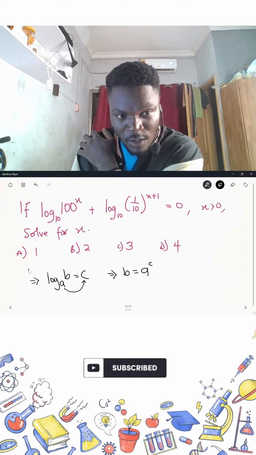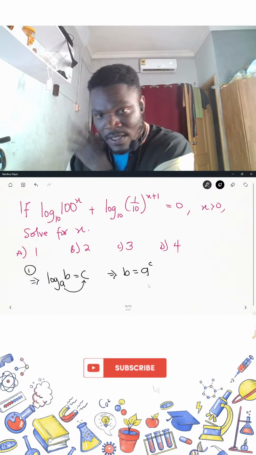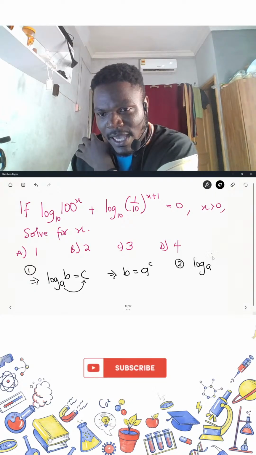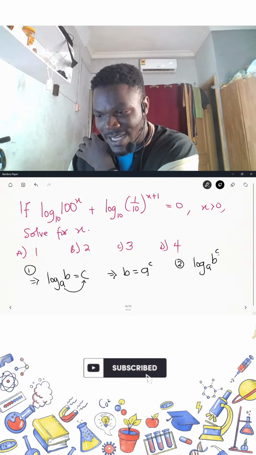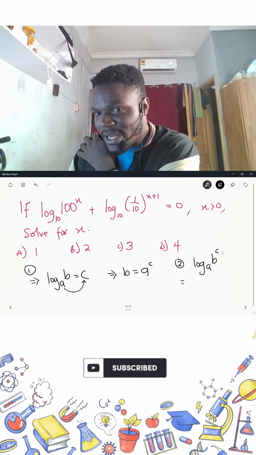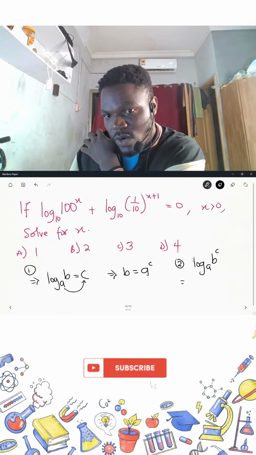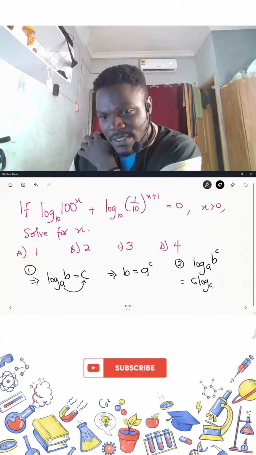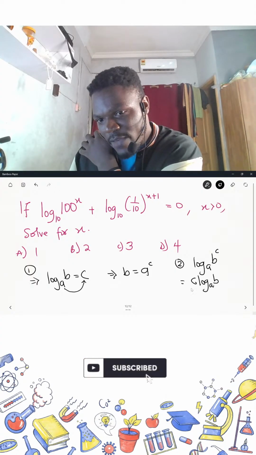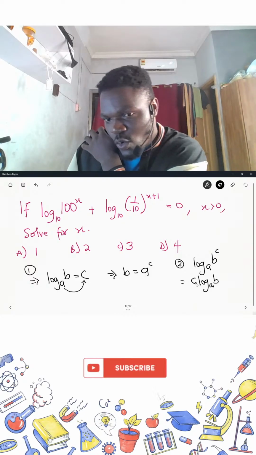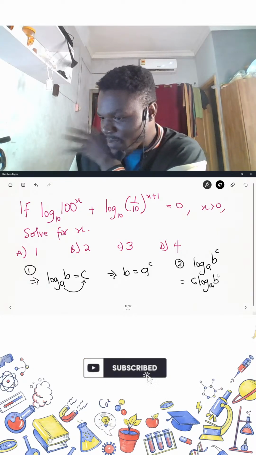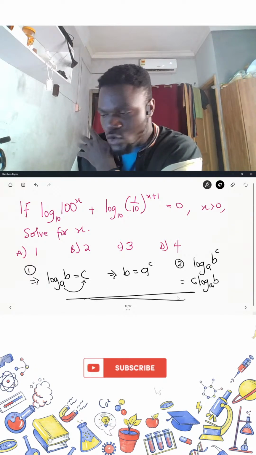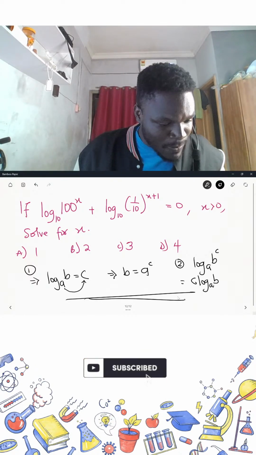This is one of the laws of logarithm. Another one is when you have log base A of B raised to the power C. You can rewrite this with the C, the power, coming in front of the log, so you now have C log base A of B. In the same way, if you have C log base A of B, you can send the C to become the power of the B. With these two explanations, let's look at the solution to this particular problem.